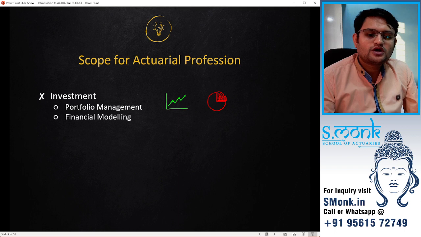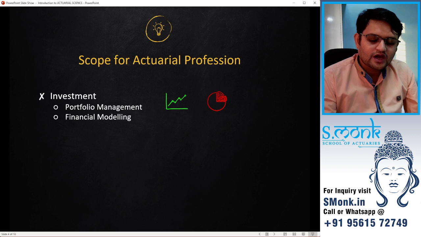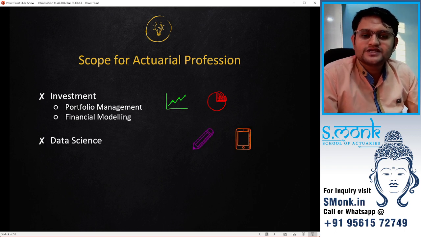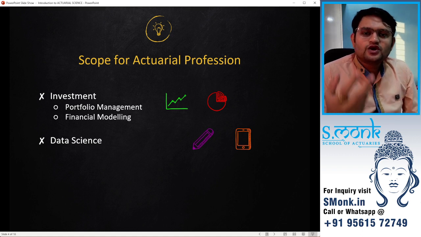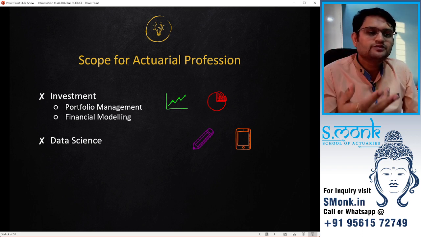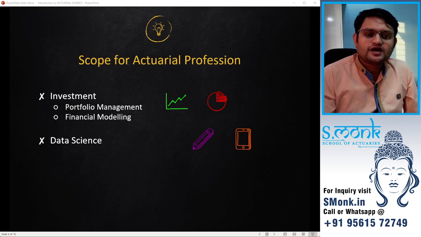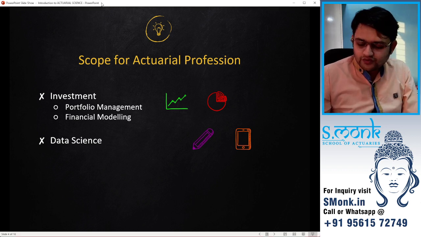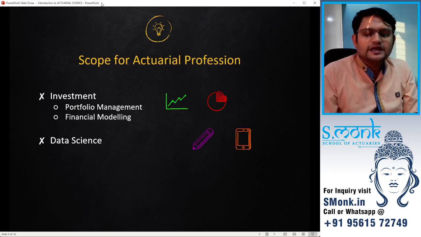That is what is called financial modeling. We learn financial modeling, how to invest. And we have data science. Now data science is one of the fastest growing fields today because everybody is working online and you are creating so much data every single day. When you use social media, when you go to Google to search anything, what we are working with is data. So how to manage data, analyze it, and figure out what to do with it is part of data science. Actuaries also work in data science.